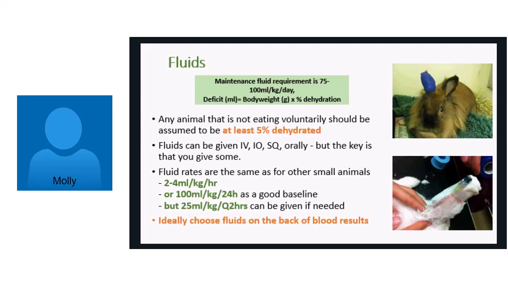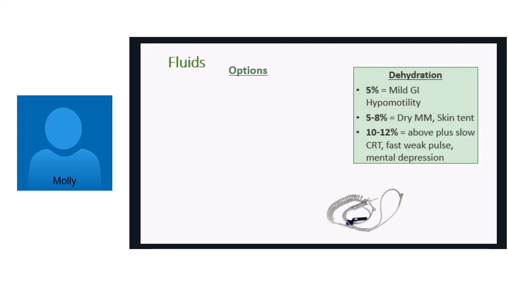So if we can, let's choose our fluids off of the back of some blood results, if that's a possibility. So, as I said, dehydration, 5%, mild hypomotility. When we're getting towards 8%, we've got dry mucous membranes, we've got a skin tent. As soon as we're getting 10, 12%, then we've got more central changes. So we've got a slow capillary refill time, we've got a fast weak pulse, and we've got a rabbit that is mentally depressed.